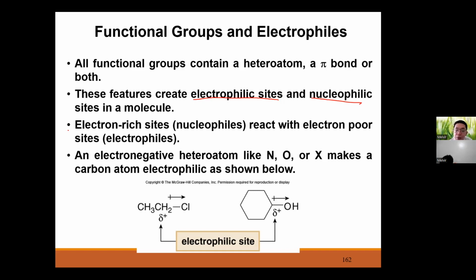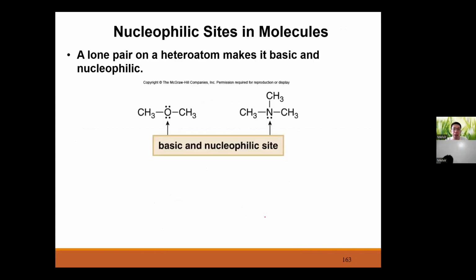When you have an electronegative heteroatom like nitrogen, oxygen, or a halogen, it makes your carbon atom electrophilic as shown below. We can clearly see here, Josh, that because chlorine is electronegative, it will be partially negative, making the carbon directly attached to it partially positive. Please take note, Josh. This will be an electrophilic site because it's electron poor. Similarly, with cyclohexanol, the carbon directly attached to the hydroxy group is partially positive, so it's also an electrophilic site.